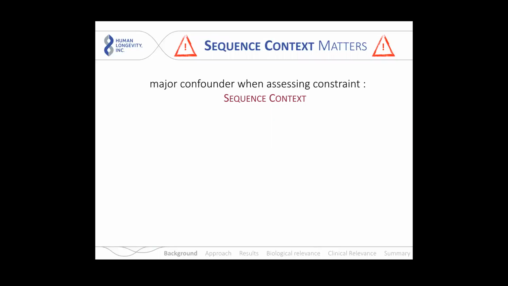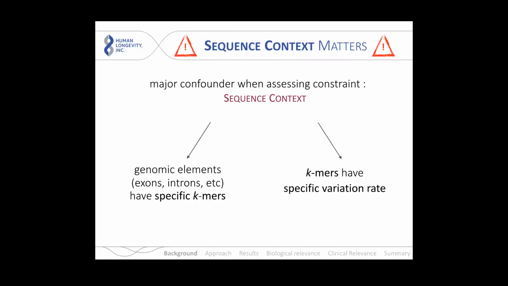Before I explain to you how we did that, I just want to bring your attention to a major confounder when we are assessing variation throughout the genome, and it's the sequence context. And this is for two reasons. The first one is that different genomic elements, such as exons or introns or anything else, have very different specific k-mers. Their sequence is not the same. And second, the sequence itself, so the k-mers, have different variation rates. In this model we used octamers, and I will explain in a few slides why we did so.